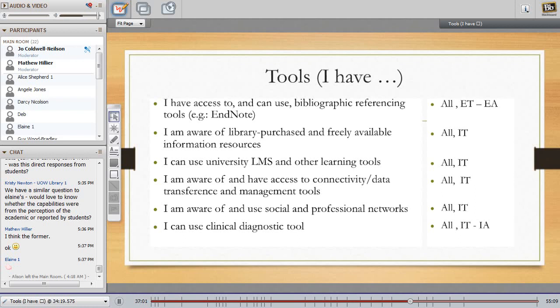Which is fine, we can't teach students everything. This one down here, I can use clinical diagnostic tools, was really interesting because they discovered that it was being implicitly taught, but also implicitly assessed.